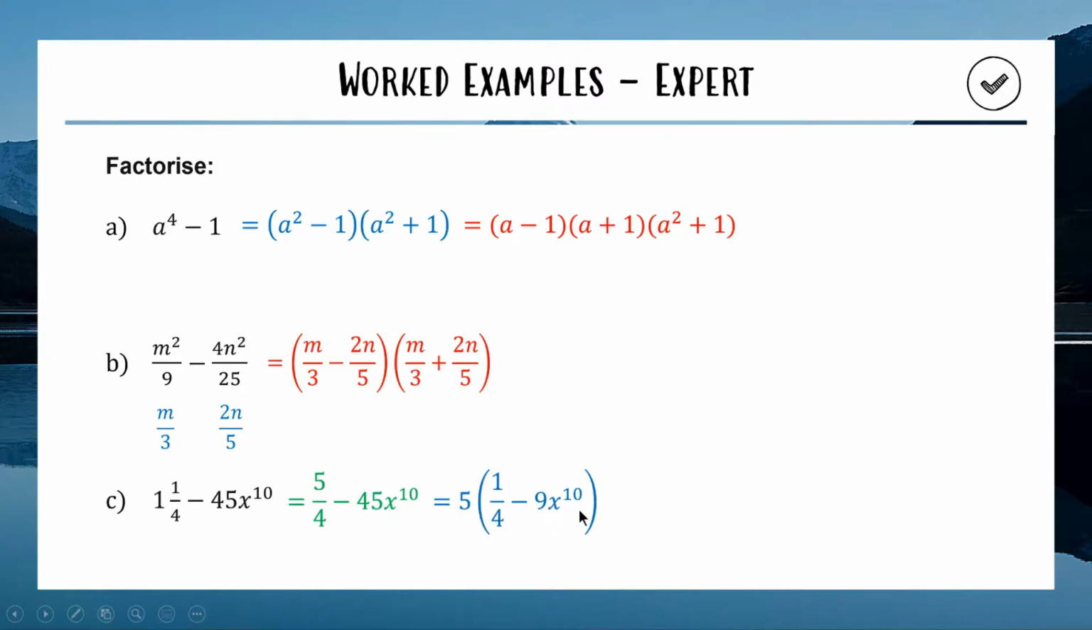Now again, this may not look like a difference of two squares because it's a really gross question, but a quarter is actually a half multiplied by a half. So a quarter is a half squared. 9 is of course 3 squared, and x to the power of 10 is x to the power of 5 multiplied by x to the power of 5. So this is x to the power of 5 squared. So it is actually also a difference of squares, and we can factorize it like this. All right, the 5 is still chilling out the front. We've got the square roots of these two terms, plus and minus.